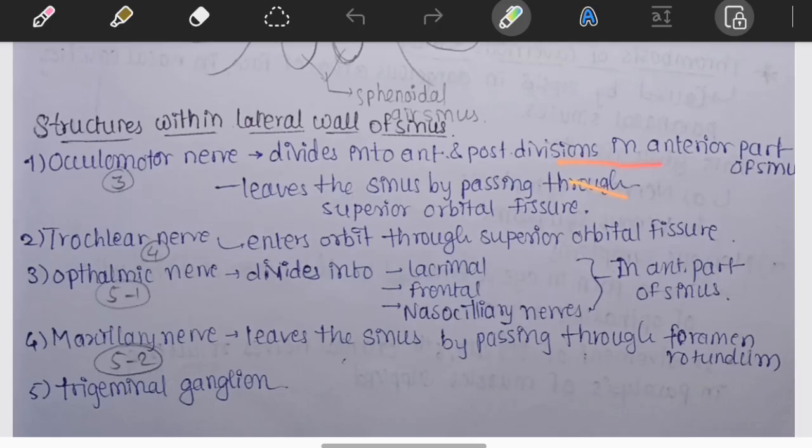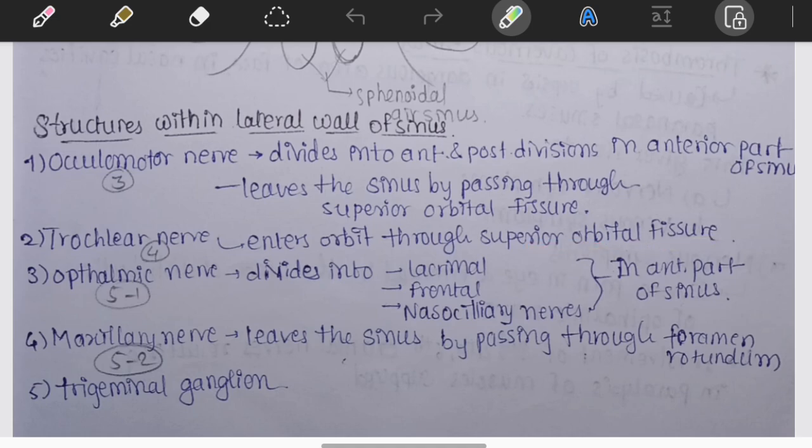And why should it be near the orbit? Because its destination is the eye. It enters the orbit through the superior orbital fissure. Second one is the trochlear nerve. Just below the third cranial nerve lies the trochlear nerve, and it supplies only one muscle, that is the superior oblique muscle.